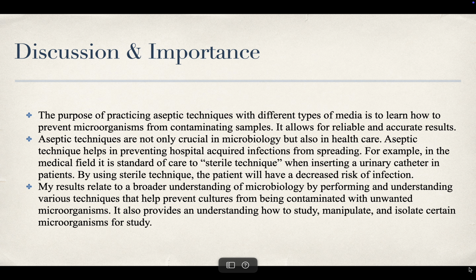My results relate to a broader understanding of microbiology by performing and understanding various techniques that help prevent cultures from being contaminated with unwanted microorganisms that are not able to be seen by the naked eye. It also provides an understanding of how to study, manipulate, and isolate certain microorganisms for study.